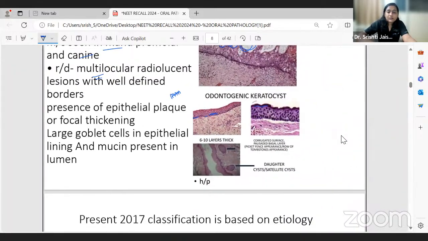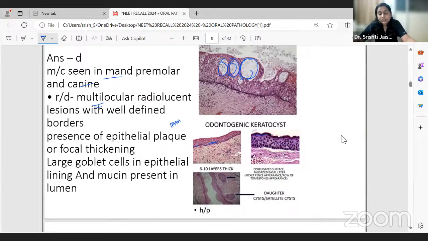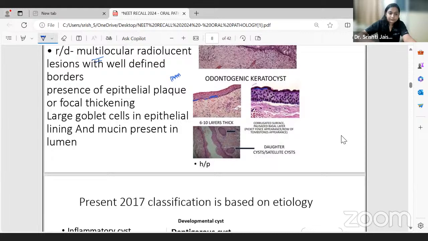So the answer was glandular odontogenic cyst, which is also called cysto-odontogenic cyst because it behaves like a salivary gland, and because there is a presence of mucus cells, it is also called mucoepidermoid odontogenic cyst.